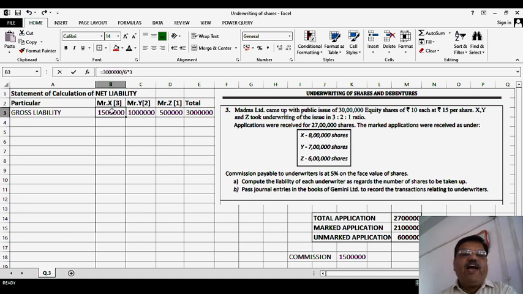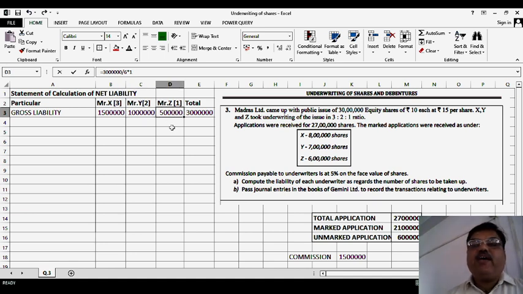So 15 lakh Mr. X has to take the shares in the case of not even a single application received. 10 lakh Mr. Y has to take and Mr. Z has to take 5 lakh. This is the case when not a single application was received. But here, application for a total of 27 lakh shares the company has received.